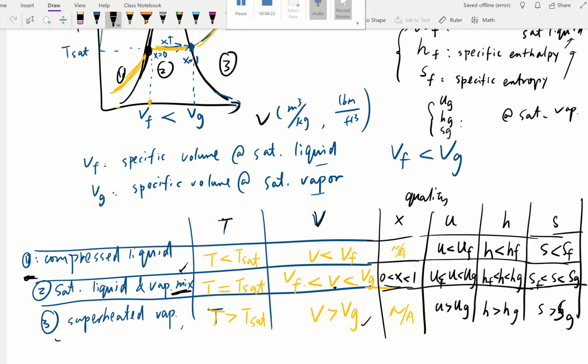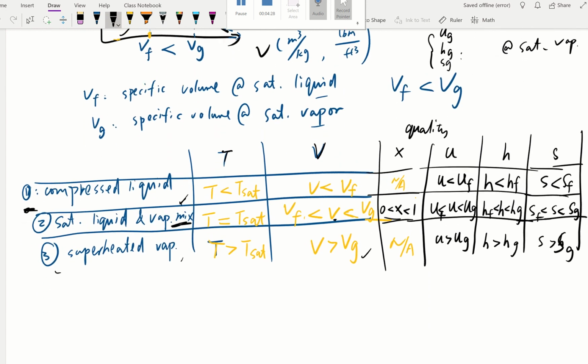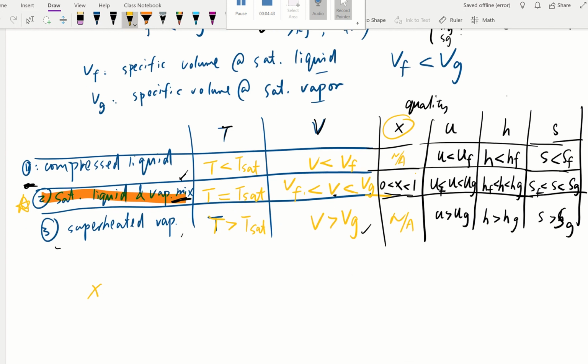But now there's one more point I want to touch on in this video, which is to further define this region, our saturated liquid vapor mixture. For this region, we know there's a quality. If there's a quality, we know it's a mixture. Now we're going to look at this quality. Quality, we said earlier, is the mass of the vapor over the total mass, right? The total will have liquid and vapor together.